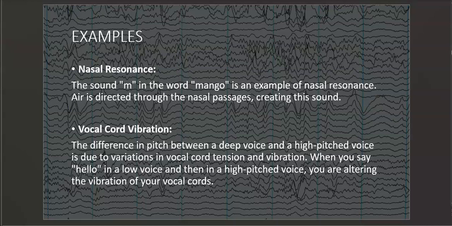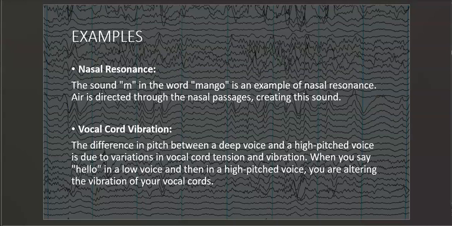With the vocal cord vibration, the difference in the pitch between a deep voice and a high-pitched voice is due to the variations in the vocal cord tension and the vibration. Like I said, you find that some people who are naturally very, very loud, this is because of their vocal cords. They have a high-pitched voice, okay? So it will make them have a very loud sound, so they will be always loud. But then these people talk very deep, their voice is deep, or they talk very low. It's because they have a deep voice, okay? So this is due to the variation in their vocal cord.